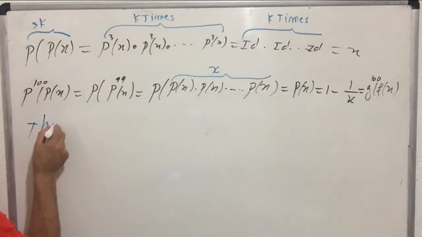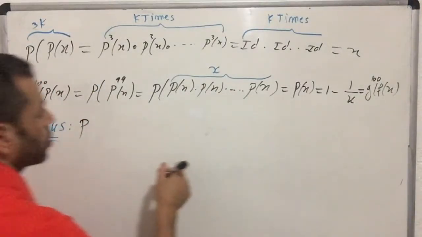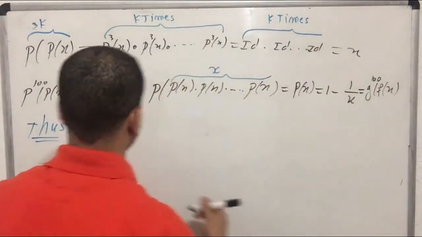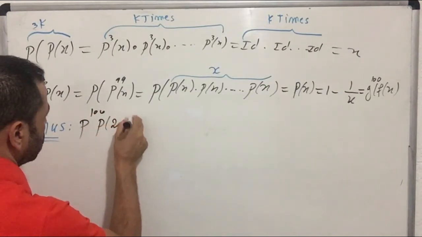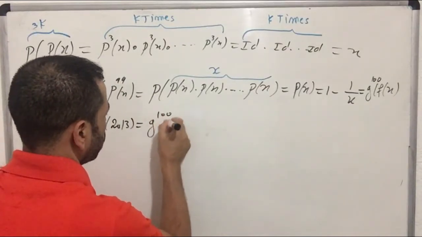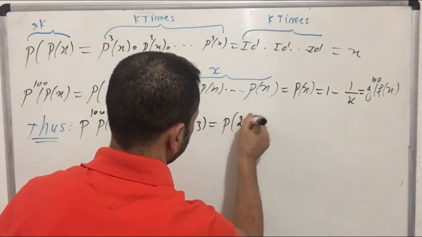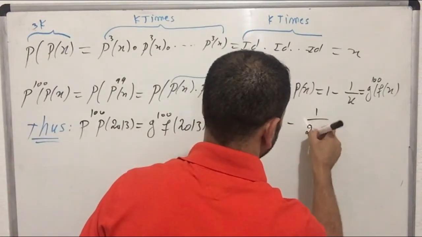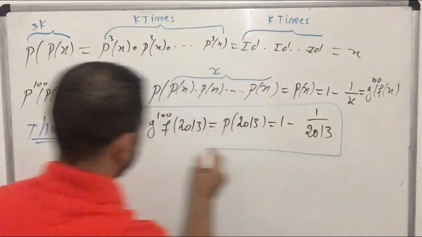Thus I'm going to evaluate this number. This composition, g of f 100 times of 2013, is p of 2013, as we found here. So it is equal to 1 minus 1 over 2013. This is the value of this composition.